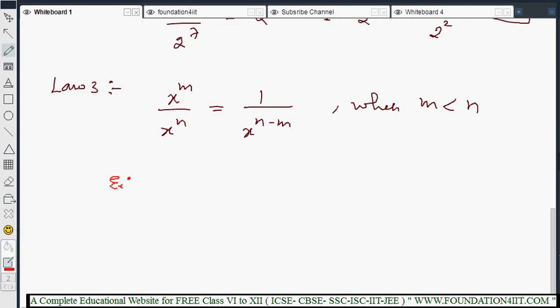See the example: 3 power 2 by 3 power 6. So this you can write 1 by, directly you can write in the denominator place. The base is the same, but instead of 2 minus 6 you can take 6 minus 2. Okay, 1 by 3 to the power 4. So finally we'll get the positive power.